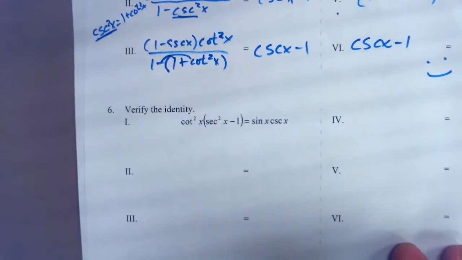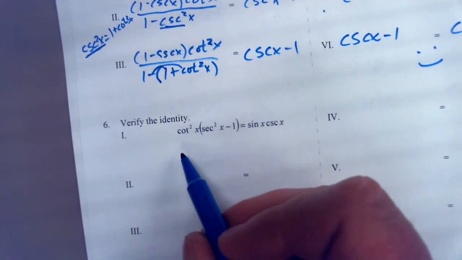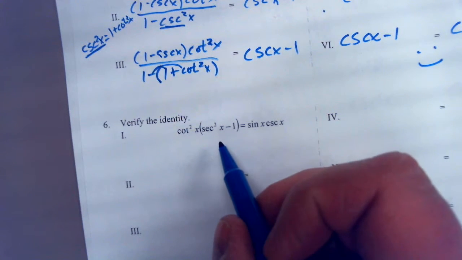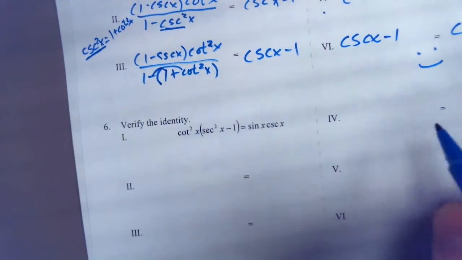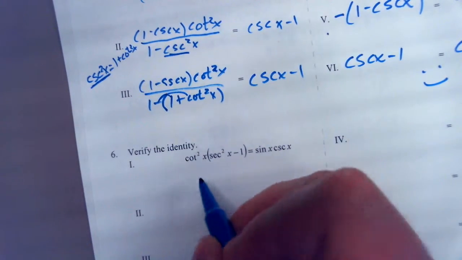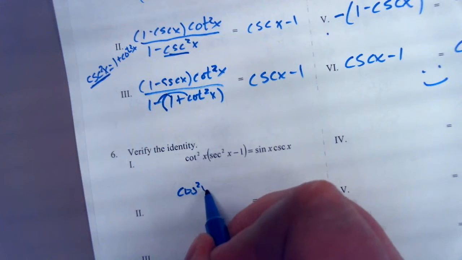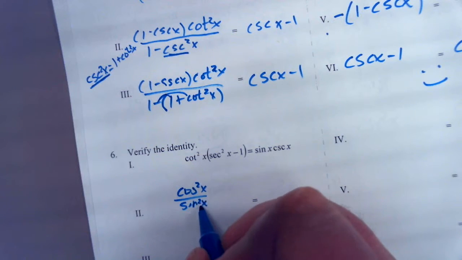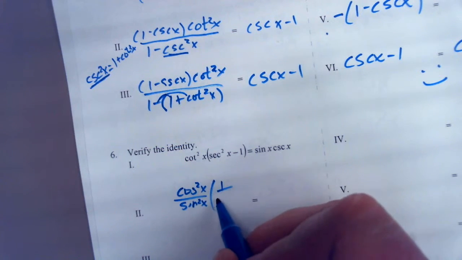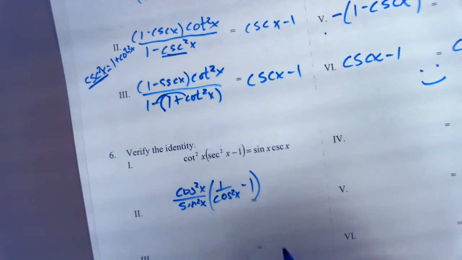Let's take a look at number 6. In this one, we have two trig functions, and first of all, I want to just change everything into sines and cosines for now. And I'm going to use cosine squared x over sine squared x for my cotan. I'm going to multiply that by 1 over the cosine squared minus 1.